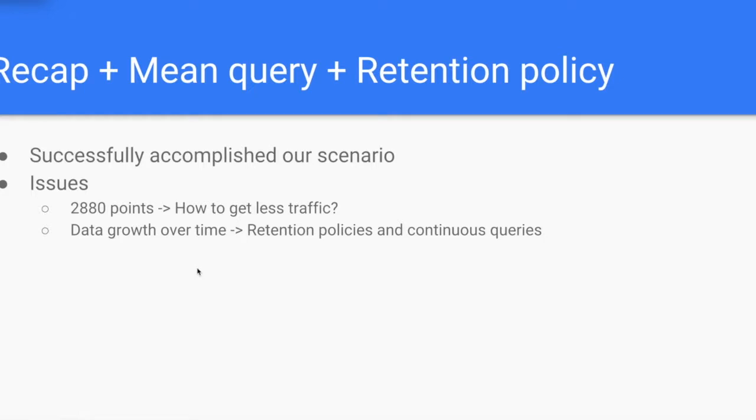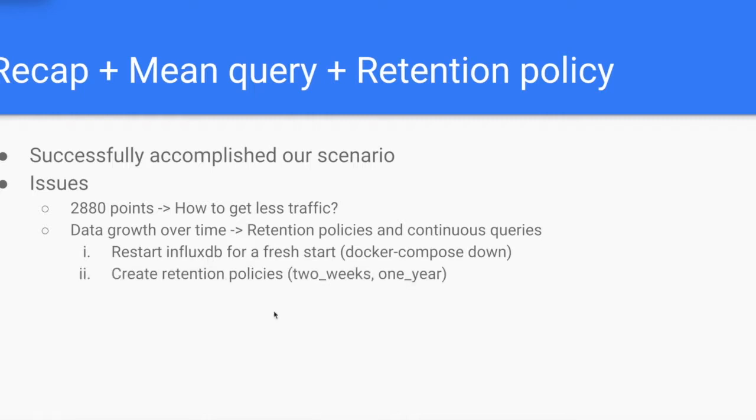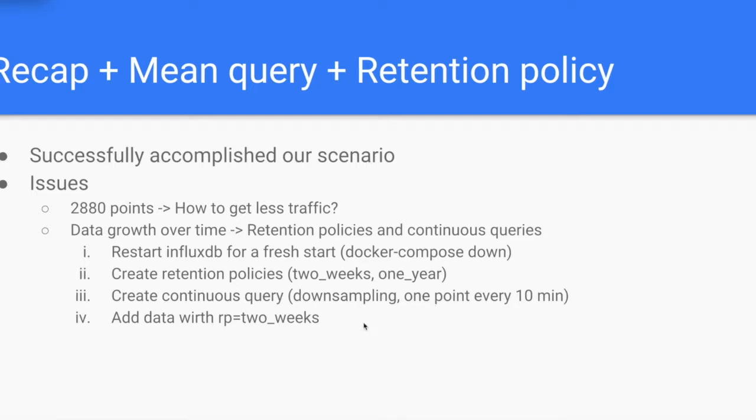Before jumping into the log and seeing that our continuous query has been run, let's just go through the steps we just did. First we needed to restart InfluxDB by using docker compose down and then docker compose up to get a fresh start. Then we created 2 retention policies, one for 2 weeks and one for 1 year. We created our continuous query, the downsampling, 1 point every 10 minutes. And then we added data with the new parameter of rp equals 2 weeks that started today and went 24 hours into the future. And then we just awaited our query to run.